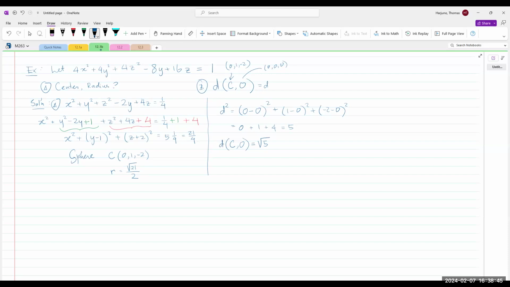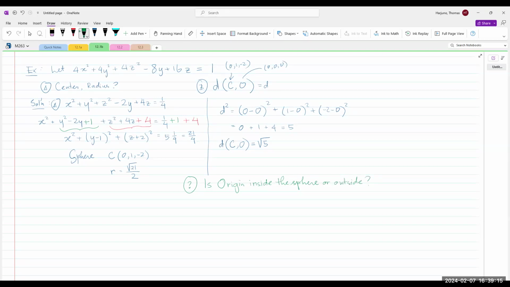Okay, then maybe we can ask some interesting questions. For example, is the origin inside the sphere or outside? That's an interesting question, right?